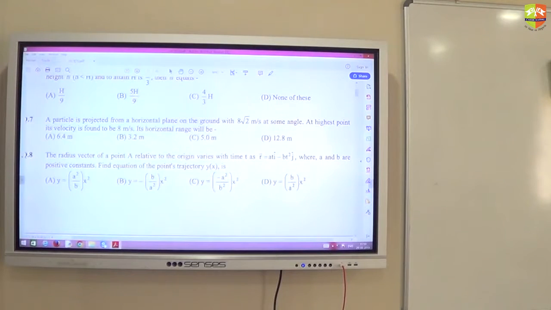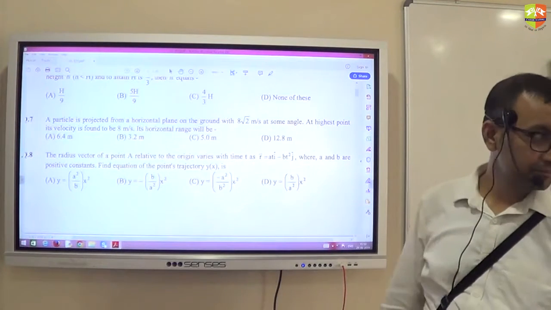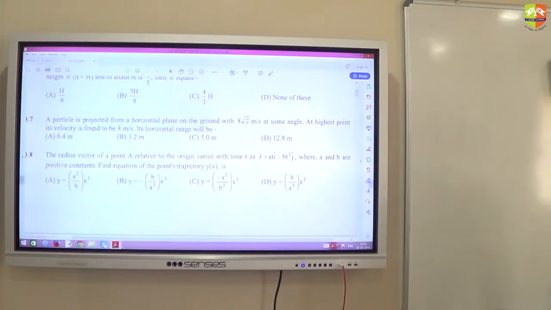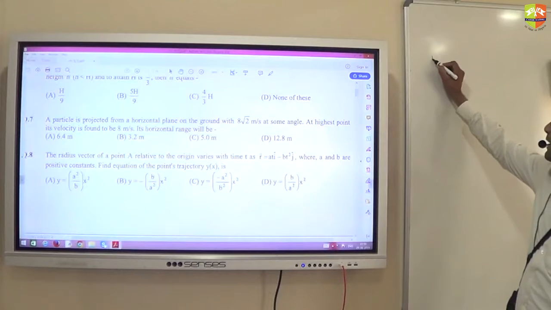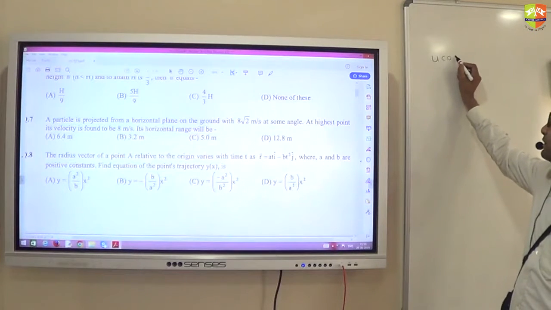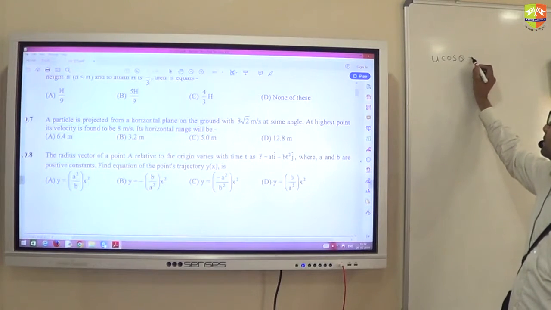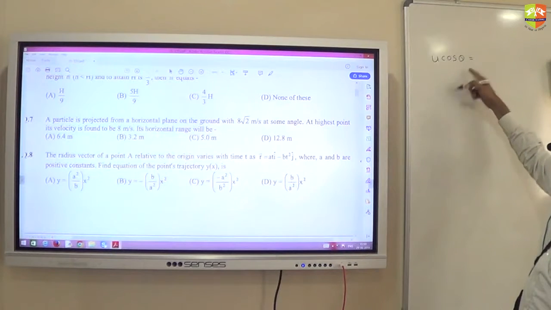So at the highest point, which velocity will be there? X-direction only. At the highest point, whatever the velocity is, it is actually the initial velocity along the x direction only. That is u cos theta, because vertical direction velocity is 0. So u cos theta, by the way, I'll be going a little faster. Last one up. u cos theta is A.